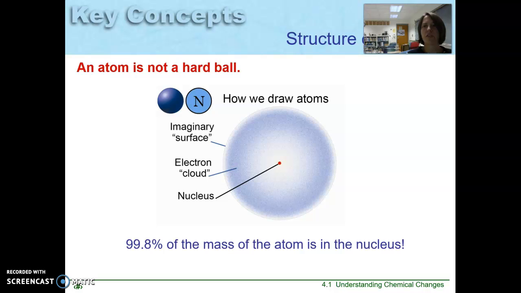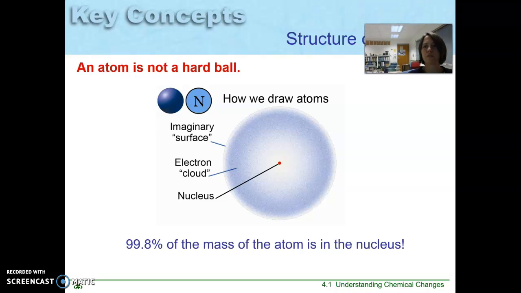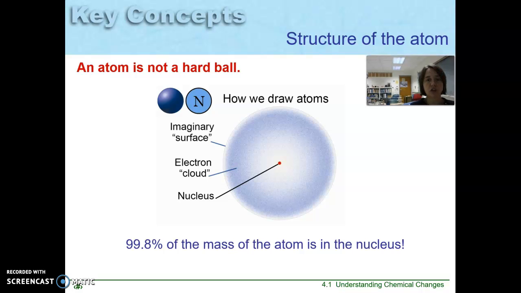All right, so looking at the structure of the atom, we know the structure of the atom is important to what molecules it can form. So let's look at that.